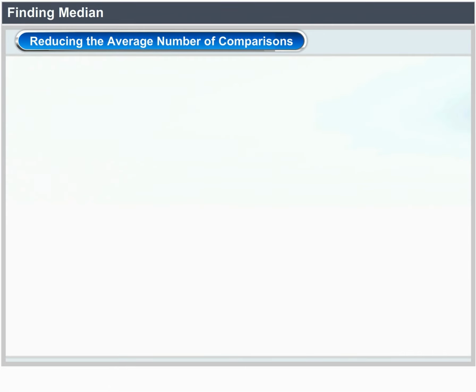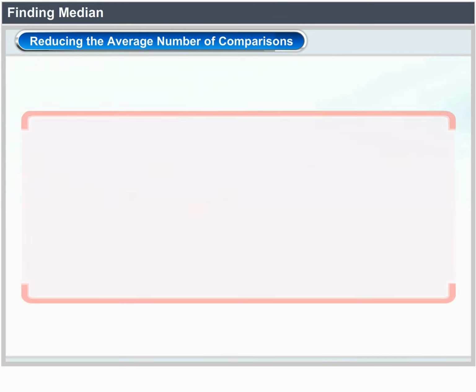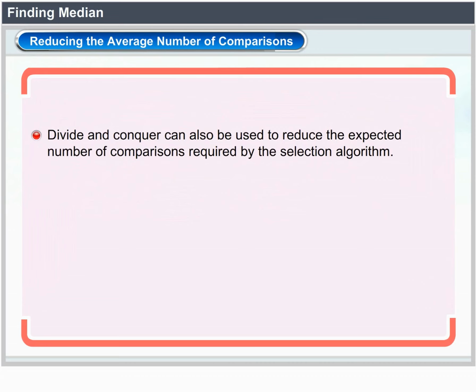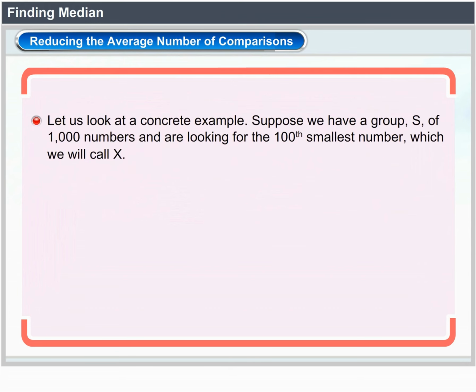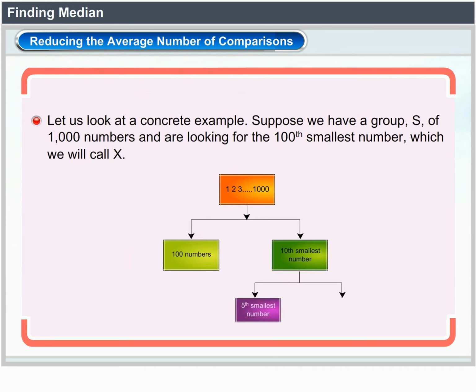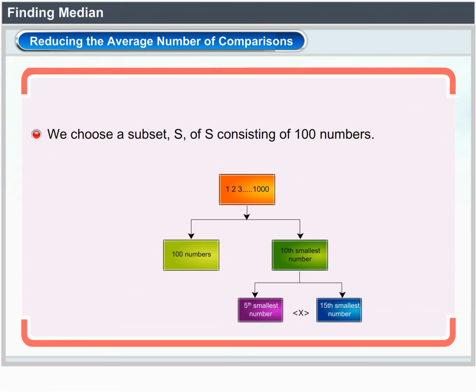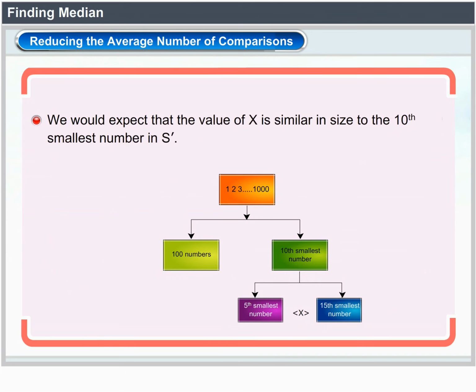Reducing the average number of comparisons. Divide and conquer can also be used to reduce the expected number of comparisons required by the selection algorithm. Let us look at a concrete example. Suppose we have a set S of 1000 numbers and are looking for the 100th smallest number, which we will call X. We choose a subset S' of S consisting of 100 numbers. We would expect that the value of X is similar in size to the 10th smallest number in S'.